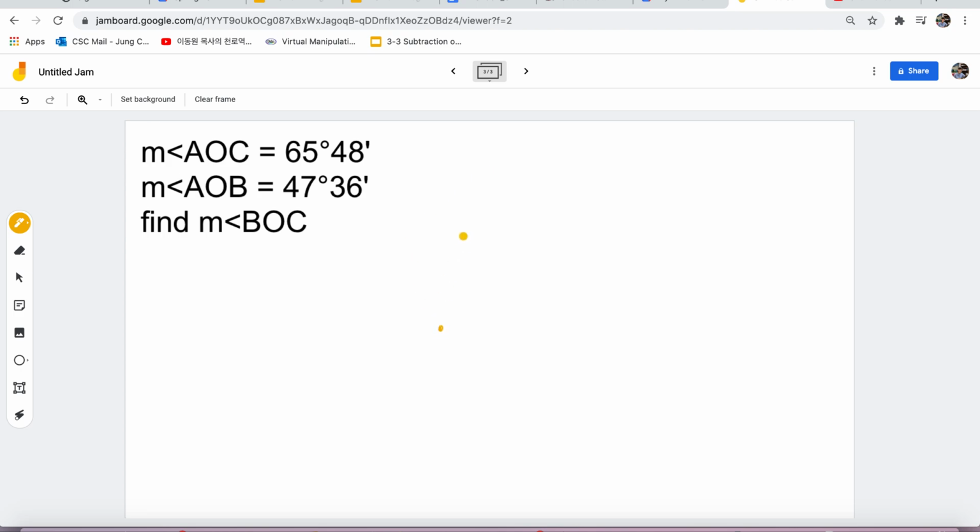vertex is O, and A, let's put that as A, O, C is 65 degrees. This is 65 degrees and 48 minutes. Measure of angle AOB is 47. So B should be here. So we can use angle addition postulate here. So measure of angle AOB is 47 degrees and 36 minutes.